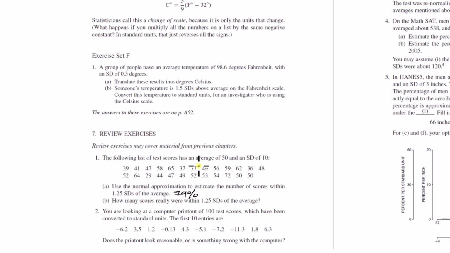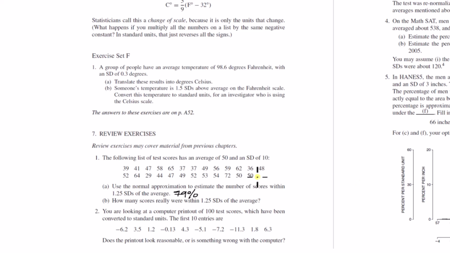So approximately 79% of the data points, if we can assume this data is normally distributed, are going to be within 1.25 standard deviations of the average. All right. Now, how many scores were really within 1.25 standard deviations of the average? Let's calculate the actual number.